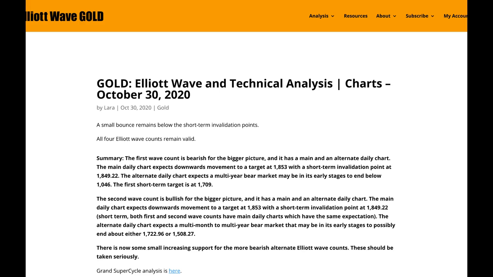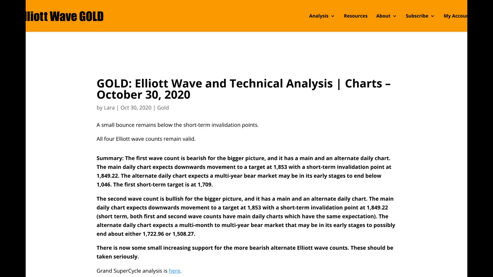I have two wave counts, and for each of them I have a main and an alternate. The first wave count is bearish for the bigger picture. The main daily chart expects downward movement to a target at 1853 with a short-term invalidation point at 1849.22. The alternate is very bearish. It expects a new multi-year bear market may be in its very early stages and it may end below 1046. That was the low back in December 2015. The first short-term target for that one is at 1709.